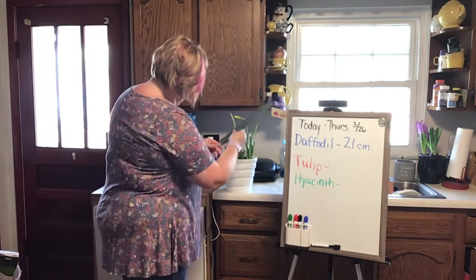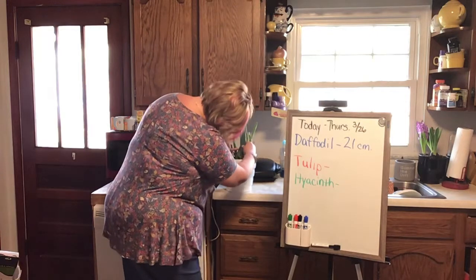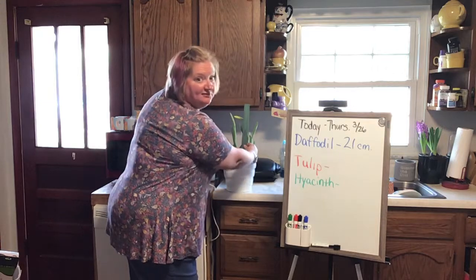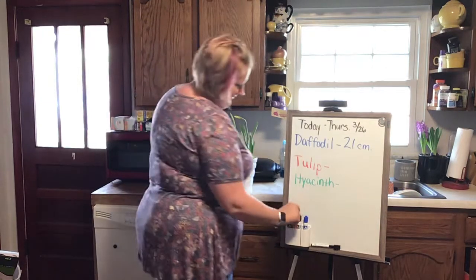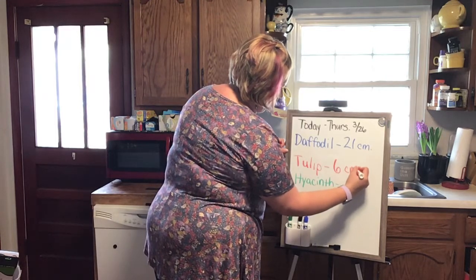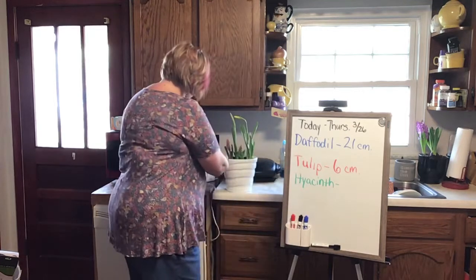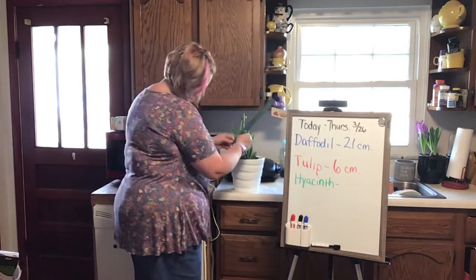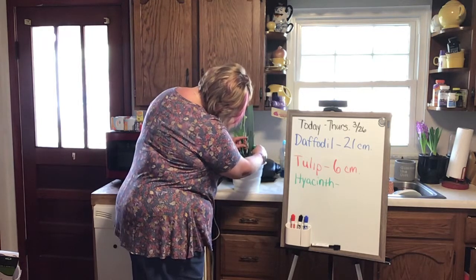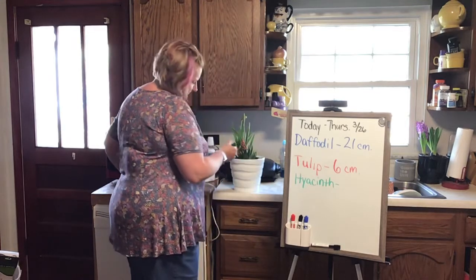Our tulip, to the closest centimeter, looks like 6 to me. So our tulip is 6 centimeters. And our hyacinth, to the closest centimeter, looks to be 13.